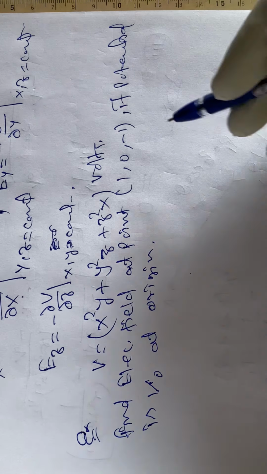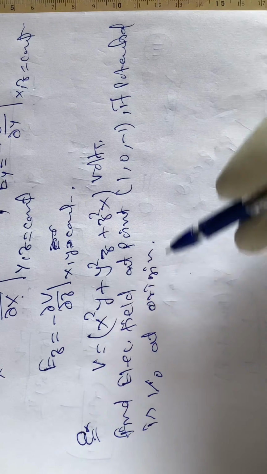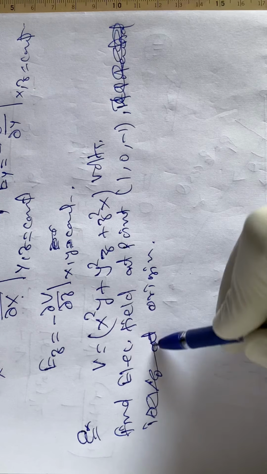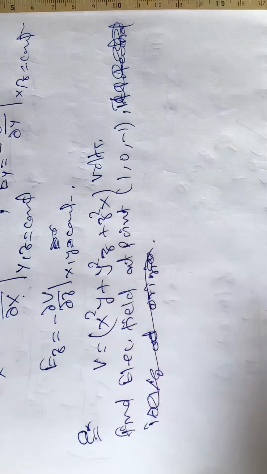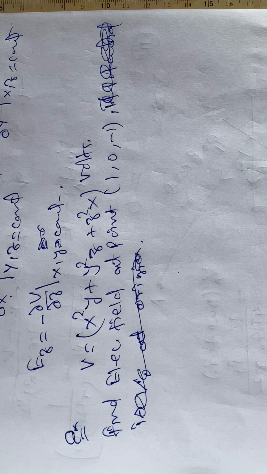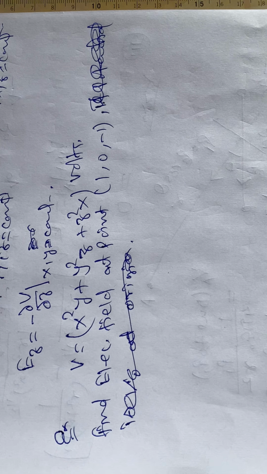In fact, this is not required. Let us say first we'll find that potential. This statement is not required. Okay, let's say we'll discuss this further. First, you just do it. V equals x square y plus y square z plus z square x volt. Find electric field at point 1, 0, minus 1.